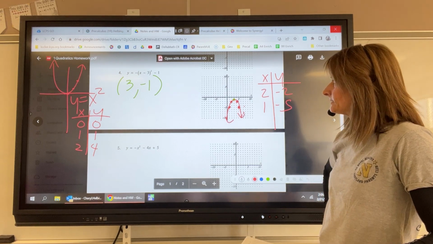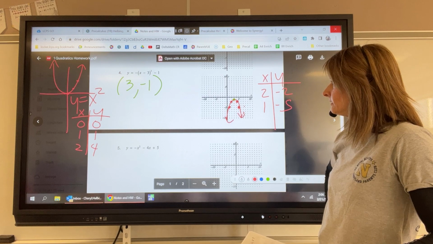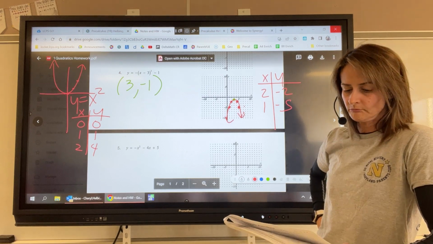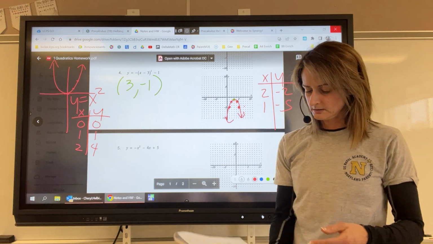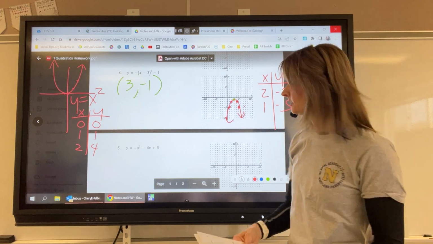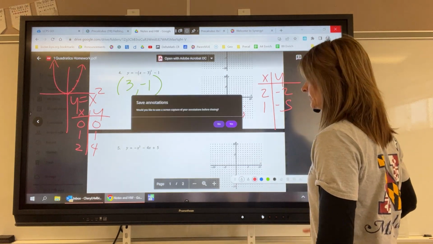All right. That's how to graph using the vertex form. And this is all review from algebra 2. So it's pretty basic, right? Are we good? Okay. So erasing.